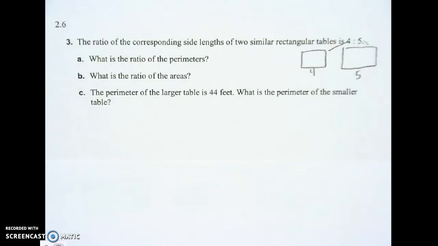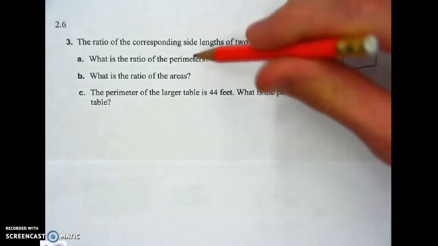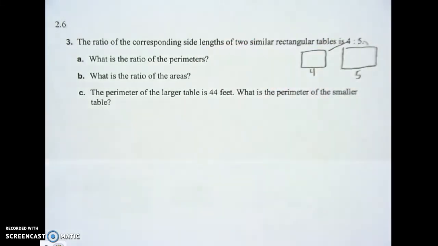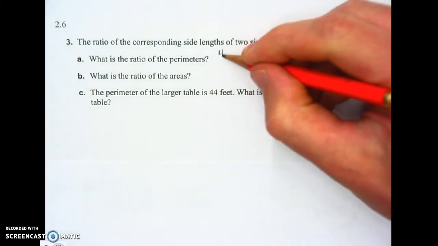What is the ratio of the perimeters? That's the same as the ratio of the side lengths, because a perimeter is simply all the side lengths added up. So I know it is 4 over 5.